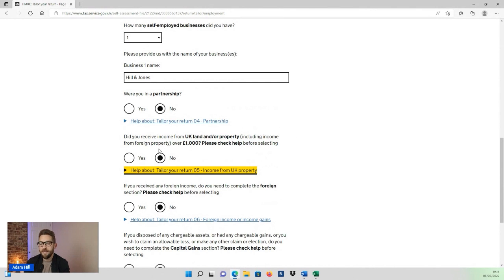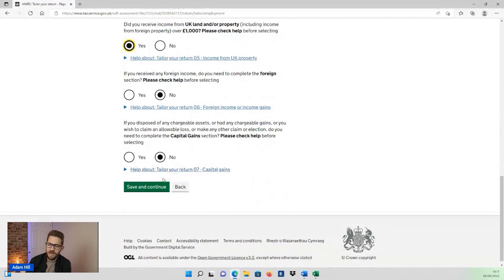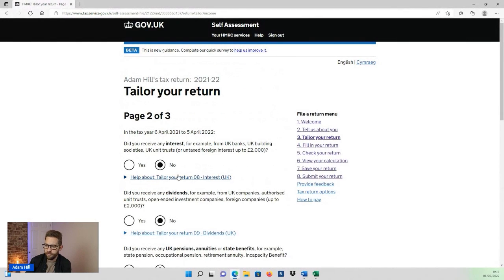The reason they mention the £1,000 here is because you have a property income allowance of £1,000. So if your total income from UK land and property is below that amount, then technically it's already covered by the allowance. So you wouldn't actually have to tell them about it. And you could say no here. In this example, I have income from UK land and property in excess of £1,000. So I'm going to say yes here and then continue on to fill out the return.